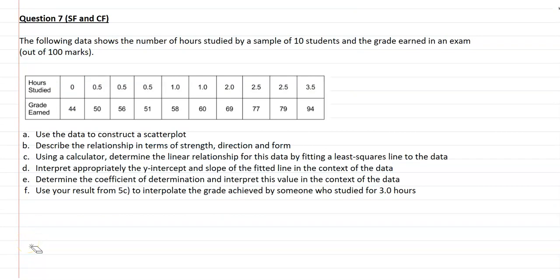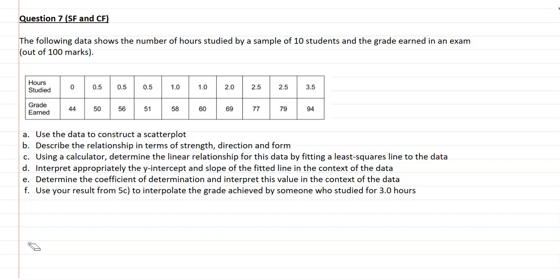Question 7 looks like it's a bivariate data question, and you've been given data on the number of hours studied by a sample of 10 students and the grade they earned in an exam out of 100 marks. You have to construct a scatter plot and describe the relationship in terms of strength, direction, and form. Using a calculator, determine the linear relationship for this data by fitting a least squares line to the data.